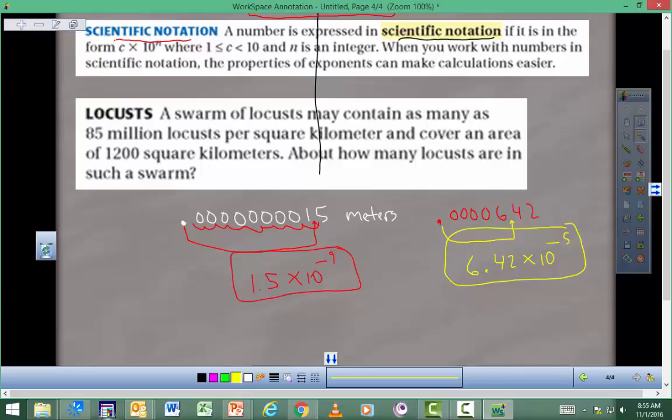So let me show you what that means. What they did is they wrote this as 5 times 10 to the 8th. Does that make sense? So all I did was move the decimal over, clear over to here. And they went over 1, 2, 3, 4, 5, 6, 7, 8 decimal places.